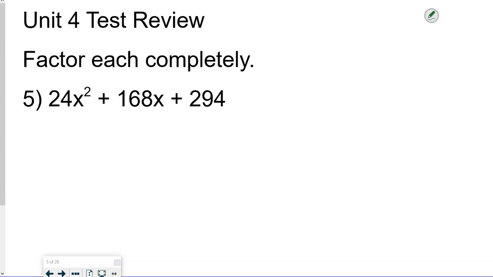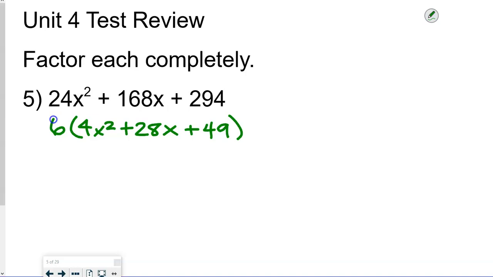All right, so this one again, I'm going to see if it has a GCF. So I'm going to divide it by 2 and 3 and 4 and 6 and 8 and see which one of those is the greatest common factor. Well, when I did that, I found out that 6 went into everything. So when I divide 6 into 24x squared, I get 4x squared. When I divide 6 into 168, I get 28x. And then when I divide 6 into 294, I get 49.